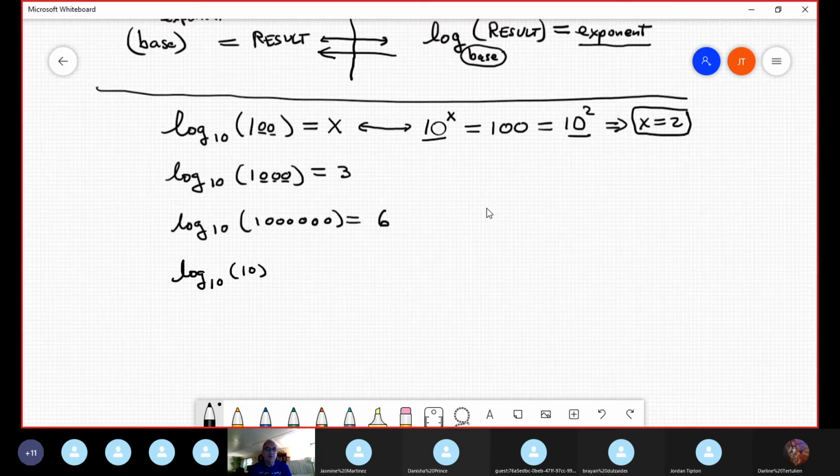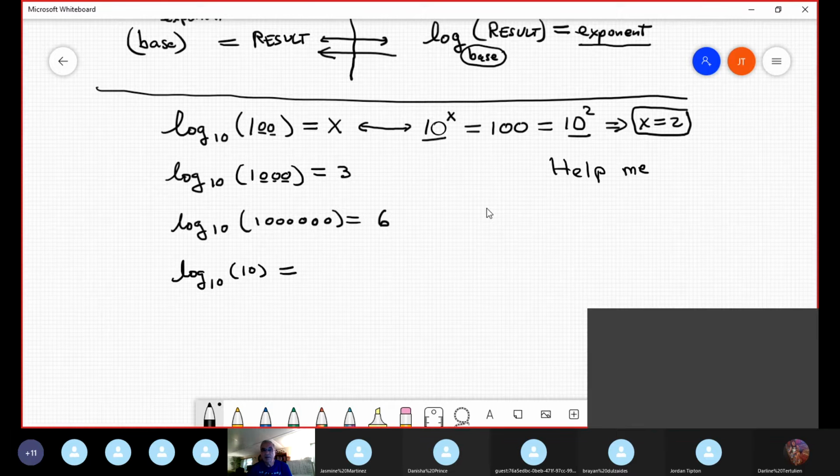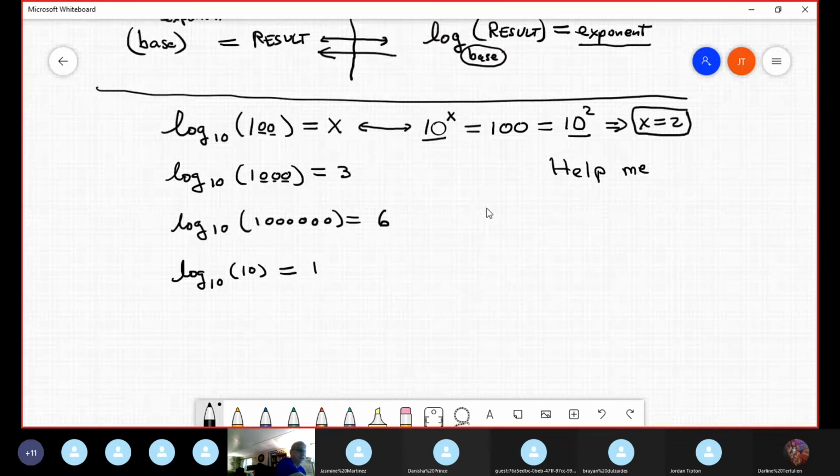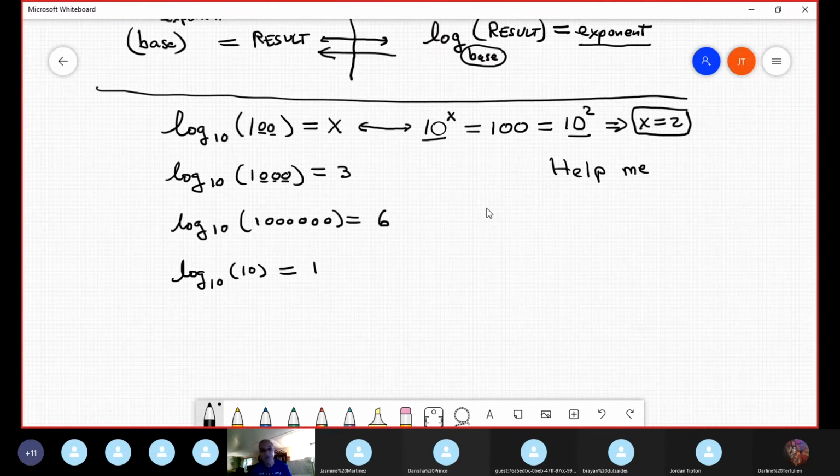Logarithm base 10 of 10. What do you think about it? Tell me. I need help. What is that? 1. Very well. How do you know, Jonathan? Carlos Florentino says 1. Explain, why do you think it is 1? Well, professor, because I explain that 100 is 2, 1000 is 3, 1,000,000 is 6, and 10 has 1.